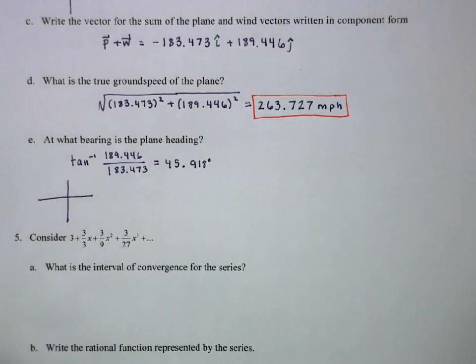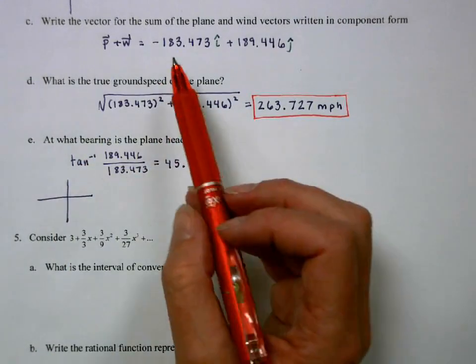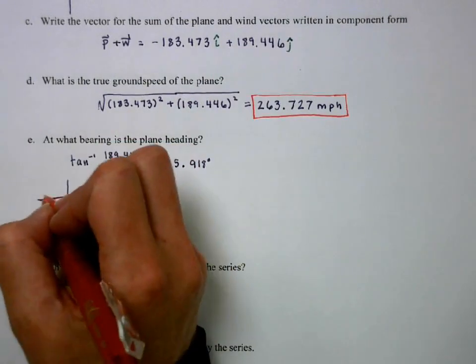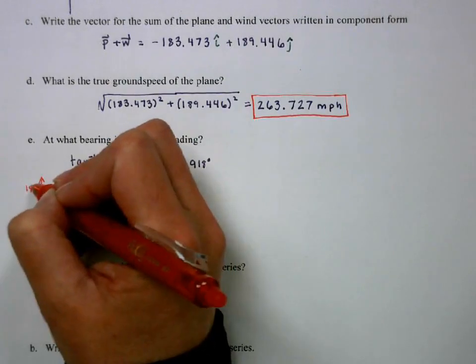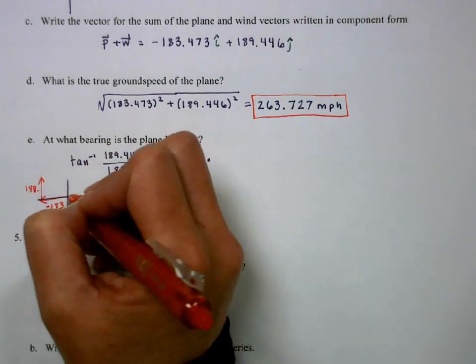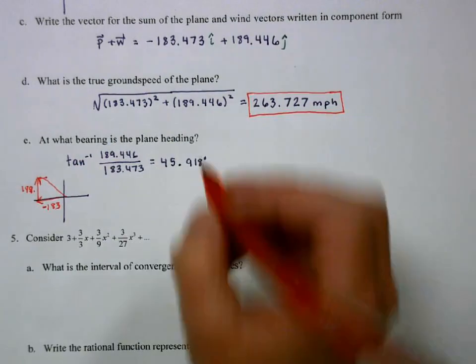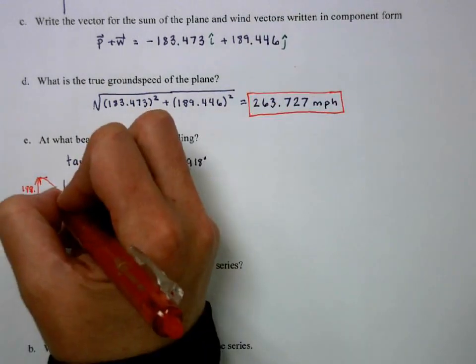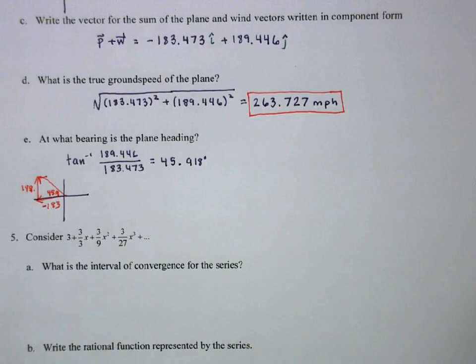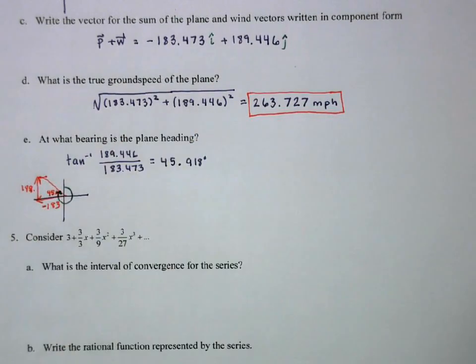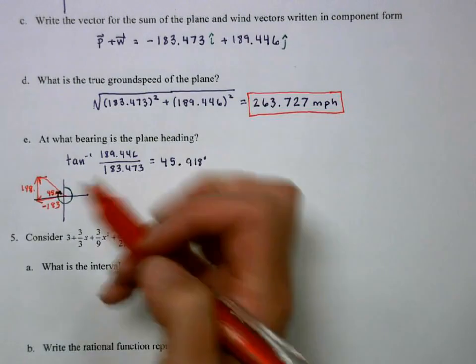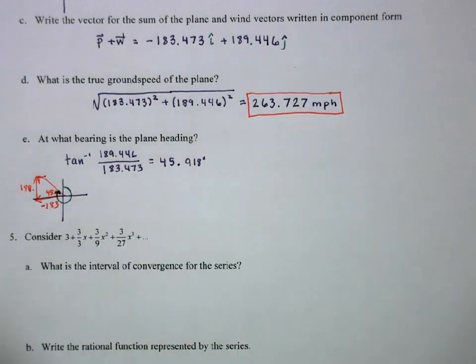Okay, now we have a little work to do here. My result was a negative, positive, so that means we're going negative 183 here and 189 here. So this is my resultant vector. The 45.9 that we just found is the reference angle. We want the bearing from due north. So in this case, we're going to take that number and add it to 270. So my true bearing is 315.918 degrees.